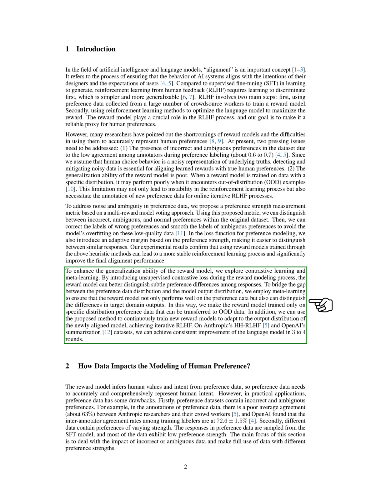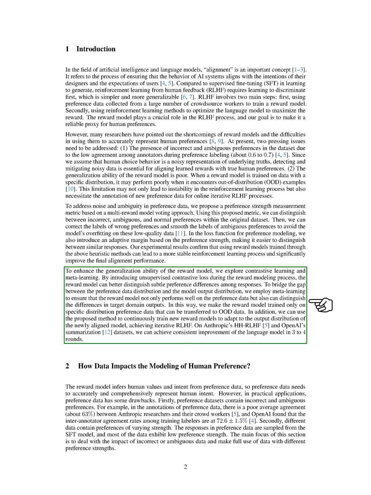In this way, the reward model trained only on specific distribution preference data can be transferred to OOD data. In addition, we can use the proposed method to continuously train new reward models to adapt to the output distribution of the newly aligned model, achieving iterative RLHF. On Anthropic's Helpful and Harmless RLHF and OpenAI's summarization datasets, we can achieve consistent improvement of the language model in 3 to 4 rounds. The reward model infers human values and intent from preference data, so preference data needs to accurately and comprehensively represent human intent.